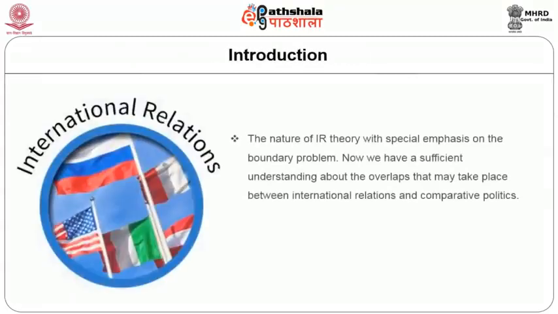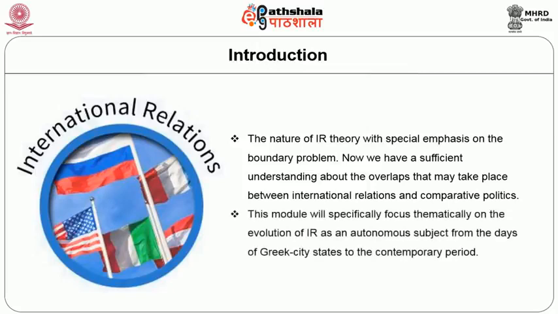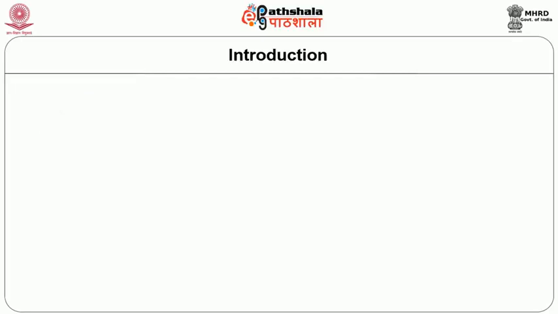In the previous module, we discussed in detail the nature of international relations theory with special emphasis on the boundary problem. We now have sufficient understanding about the overlaps that may take place between international relations and comparative politics. This module will specifically focus thematically on the evolution of international relations as an autonomous subject from the days of Greek city-states to the contemporary period.